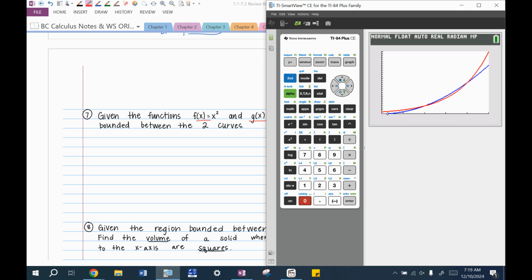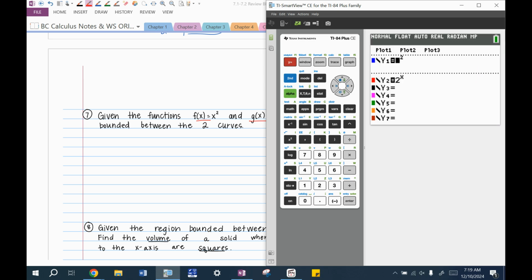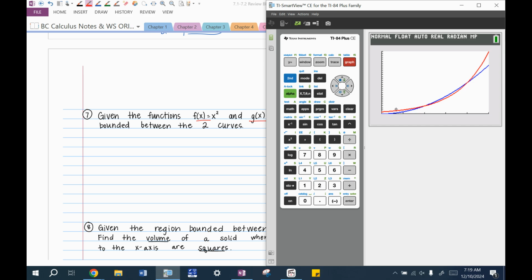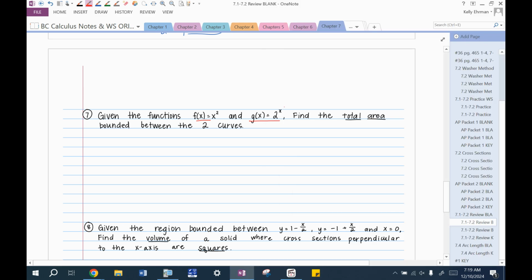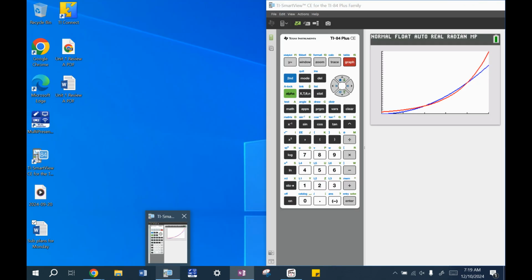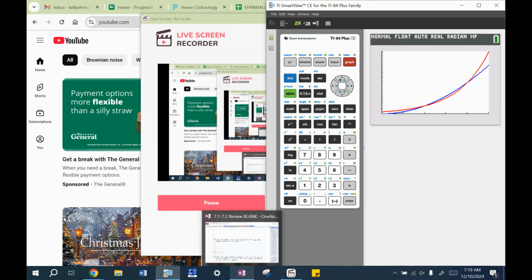So let's see. The red is the 2 to the x. So see how it's 2 to the x on top and then x squared? And that's going from 0 to 2, right? Because 2 squared is 4 and 2 to the second is 4. So let's graph this. So yeah, 2 to the x is on top at first.